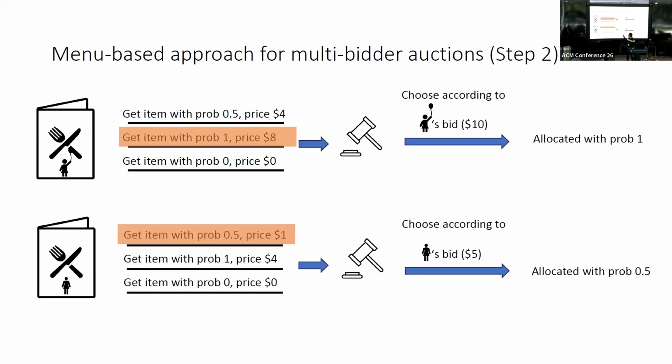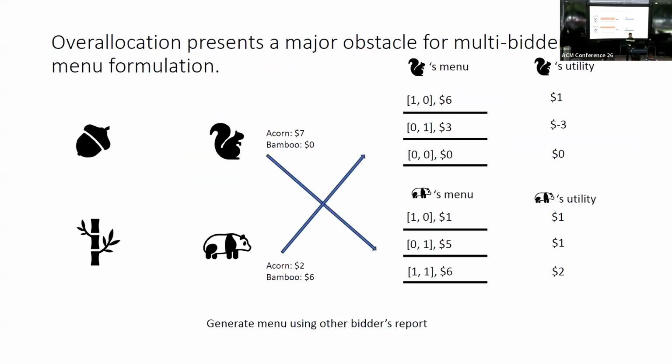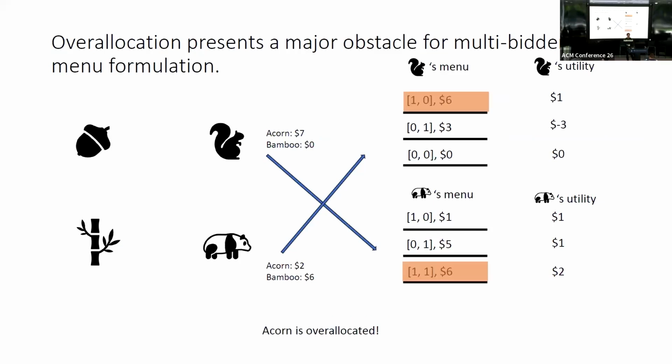Essentially here, we are over-promising the item, where we only have one of that item available for auction, but we are promising it with probability 1 to the first bidder and probability 0.5 to the second bidder. And this is, in fact, also a problem when we have multiple items and multiple bidders. In this example, we have acorns and bamboo sticks for sale, and we have a squirrel and a panda. We see that in this example, we are over-allocating the first item, promising it both to the squirrel and to the panda. And that forms a problem.